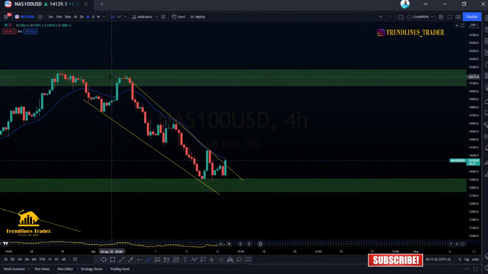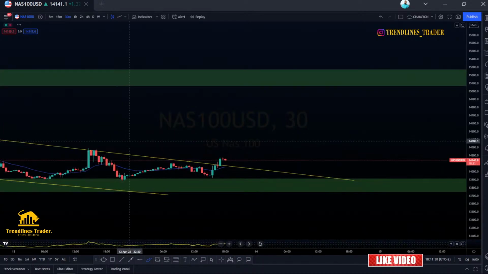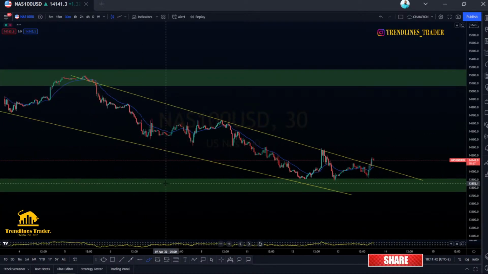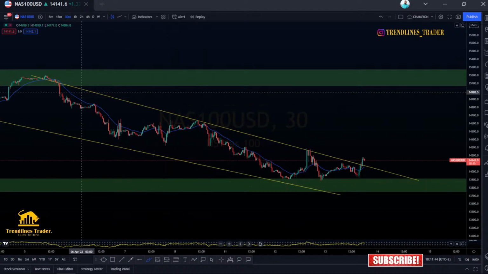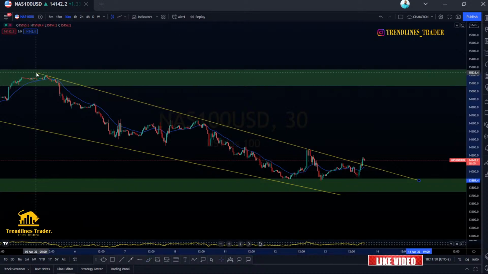Let's go to the lower time frame. With the lower time frame, you will witness. Let's go to the 30 minutes time frame. You will witness that the area was broken. This is what I'm talking about. Look at the chart there. Let me fix this. Look at the charts there.